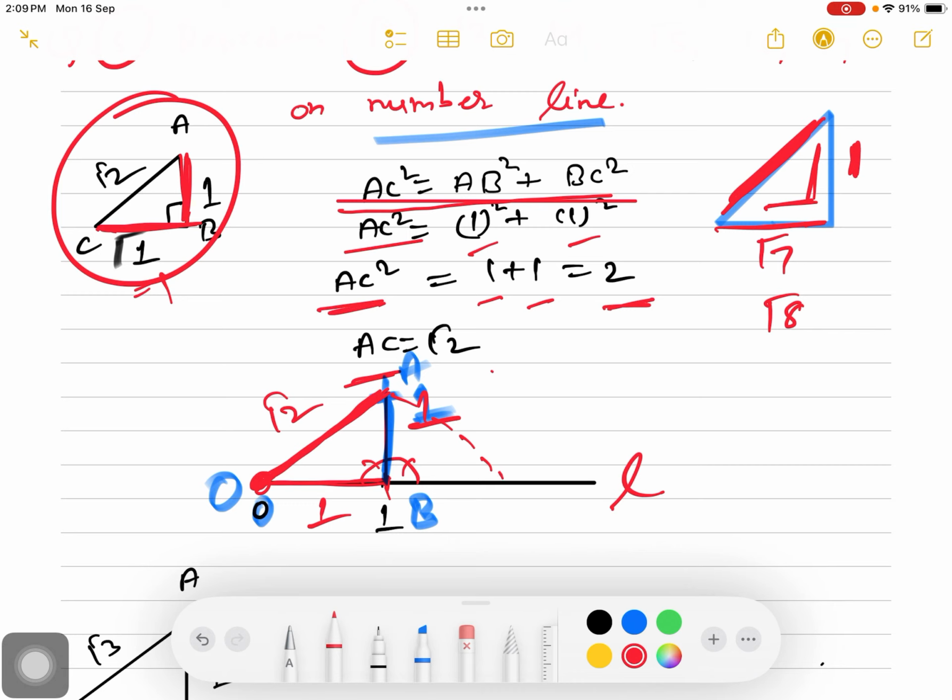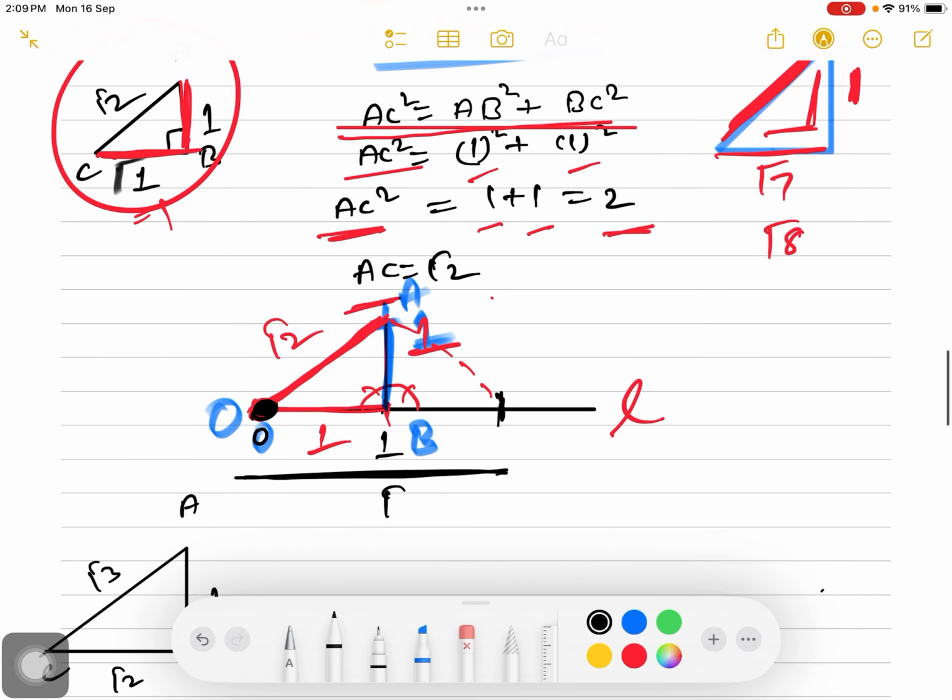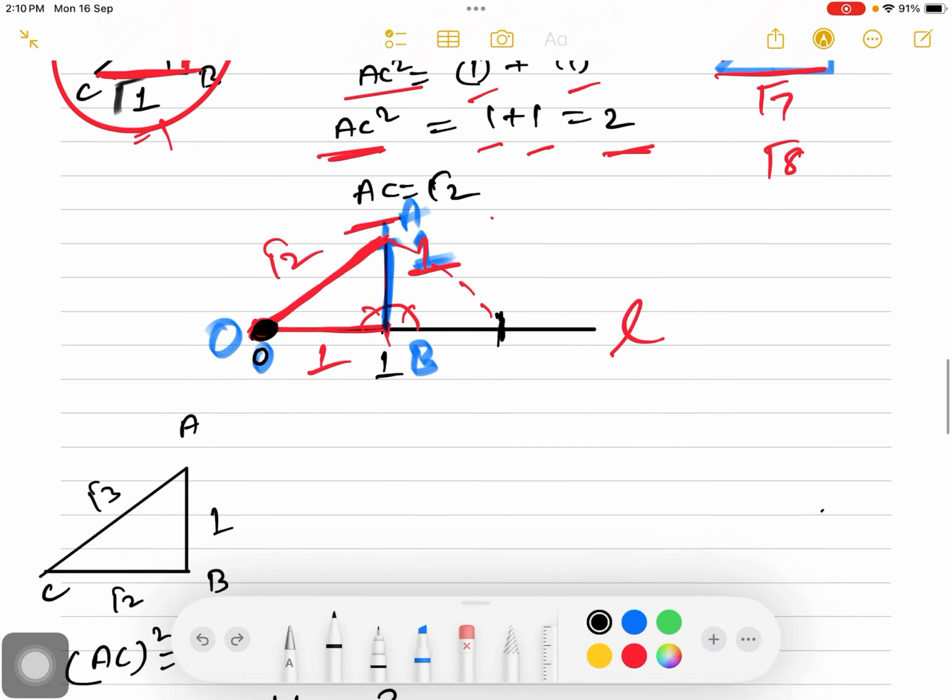Or you can do one thing, no need to drag also. OA, take the radius, okay, and keep the needle at O, and OA is the radius only, no? So keep the needle at O and put the arc here. So this is also from here to here, your OA only, which is your root 2. So like this, this point C will be our root 2, okay, the location of root 2. So like that we can represent it on the number line.